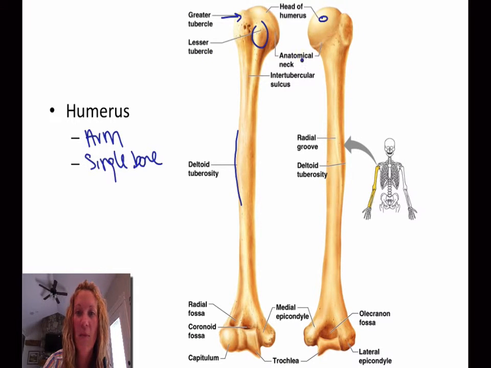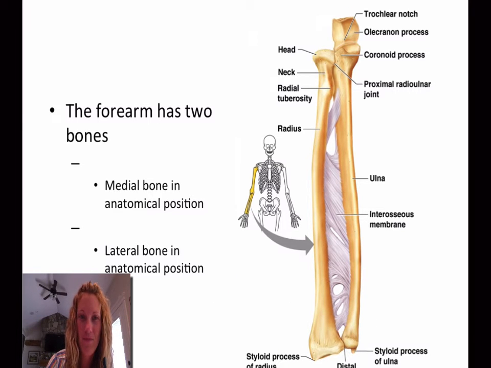This is the anatomical neck. You don't have to worry about that one. The radial groove is right here. The medial epicondyle, the trochlea, the capitulum. I'm going to skip all of these just to make our video go a little bit faster for you. But we are going to spend a lot of days in class practicing these, so just be aware for right now, you have the humerus, and then go ahead and label some of these.